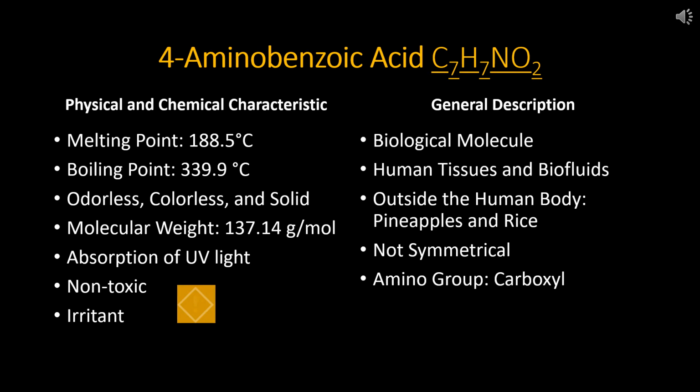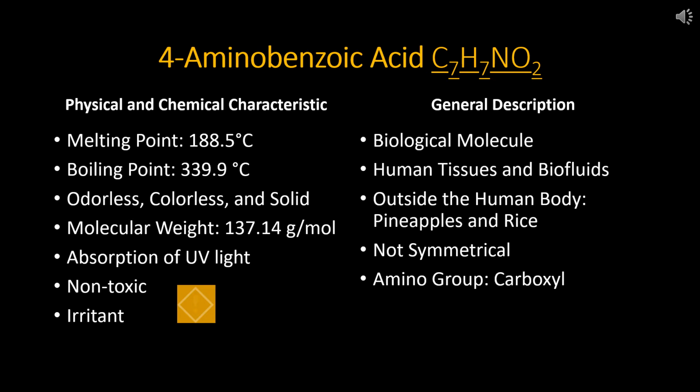What is 4-amino benzoic acid? 4-amino benzoic acid is a biological molecule that is found in human tissues and biofluids such as urine, feces, and blood. It is found in all eukaryotes, ranging from yeast to humans. It is found outside of the human body in pineapples and rice. And for the structure of the 4-amino benzoic acid, it is not symmetrical and contains a carboxyl group, which is part of an amino acid group.